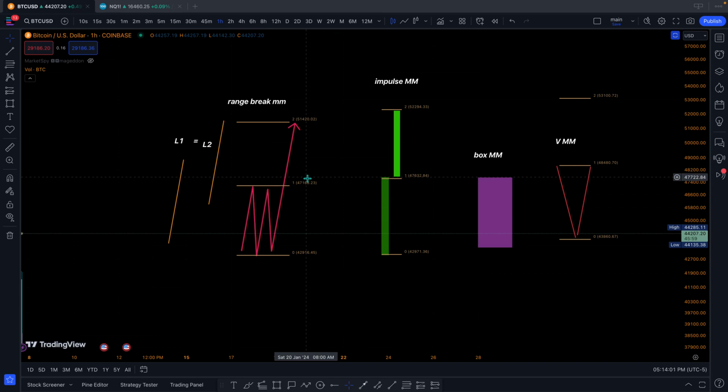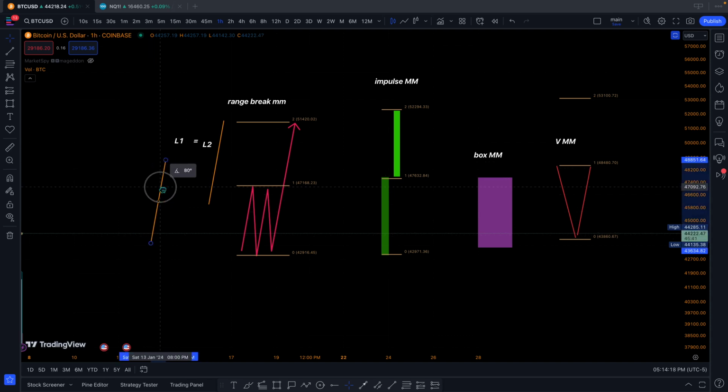So first, we need to go over types. There are more than this, but these are the ones I specifically use. So first is our L1 equals L2. This is also known as ABC, A, B, C. But basically, you find an impulse, you measure that, and then price is going to pull back.